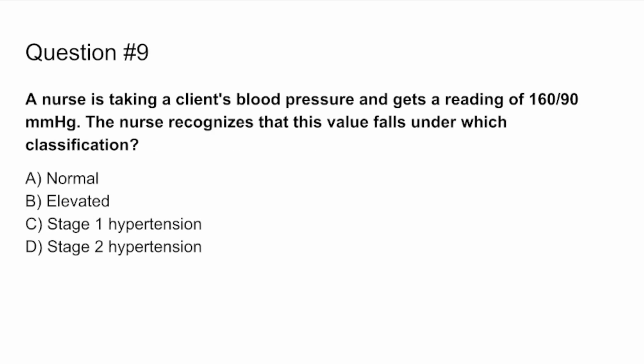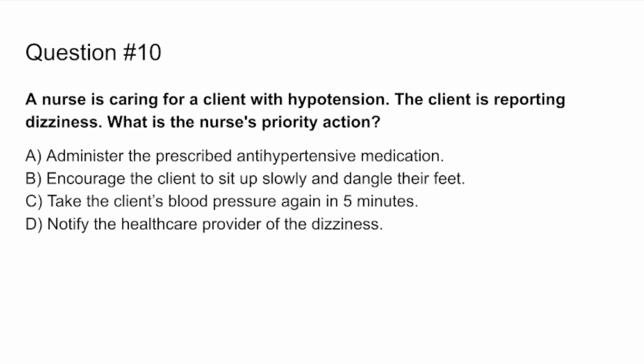Question 9. A nurse is taking a client's blood pressure and gets a reading of 160/90. The nurse recognized that this value falls under which classification? A, normal, B, elevated, C, stage 1 hypertension, or D, stage 2 hypertension. So here, this is kind of a knowledge question. The answer is going to be stage 2 hypertension, D. And you guys, it's important to know stage 1, stage 2, and what the parameters are. So for stage 1, you're looking at 130 to 139, and then stage 2 is anything above 140.